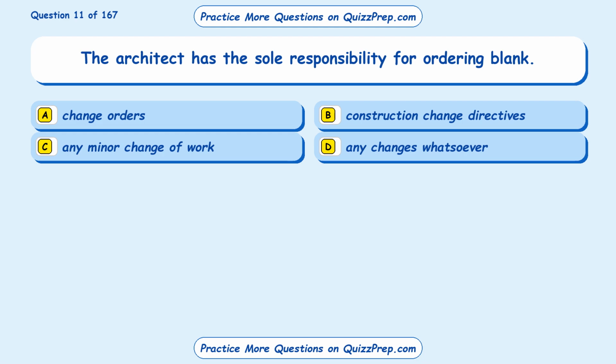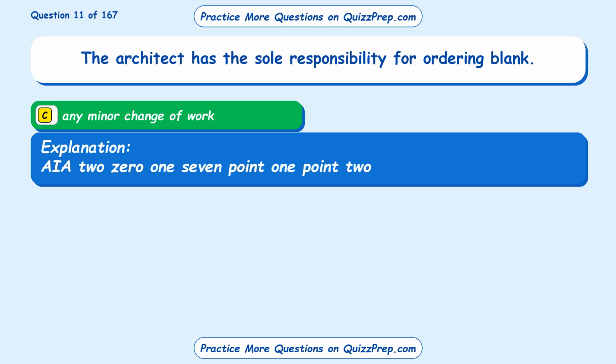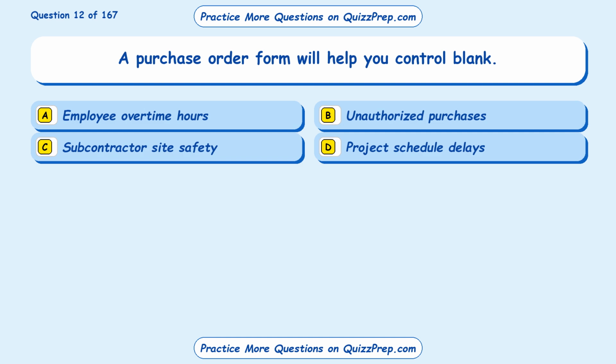Question 11. The architect has the sole responsibility for ordering blank. Option A, change orders. Option B, construction change directives. Option C, any minor change of work. Option D, any changes whatsoever. The correct answer is option C, any minor change of work. AIA 2017.1.2.